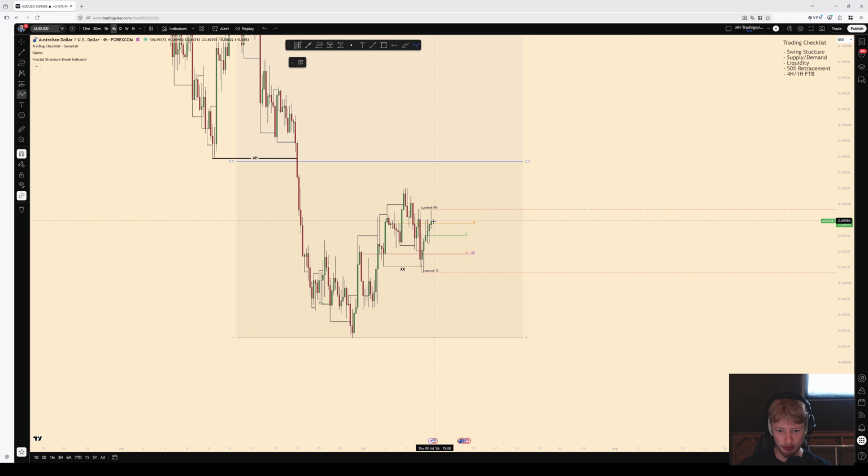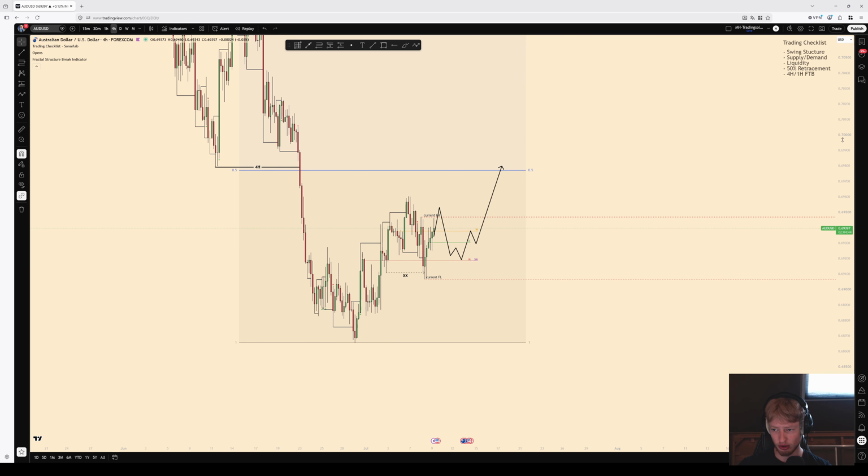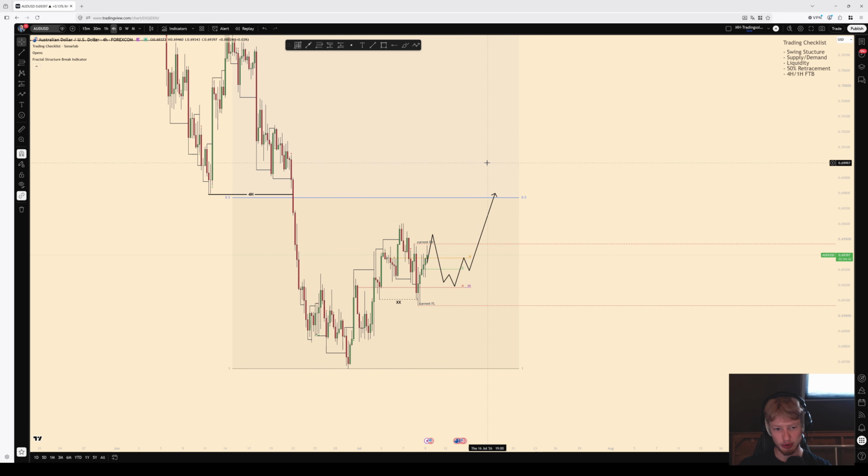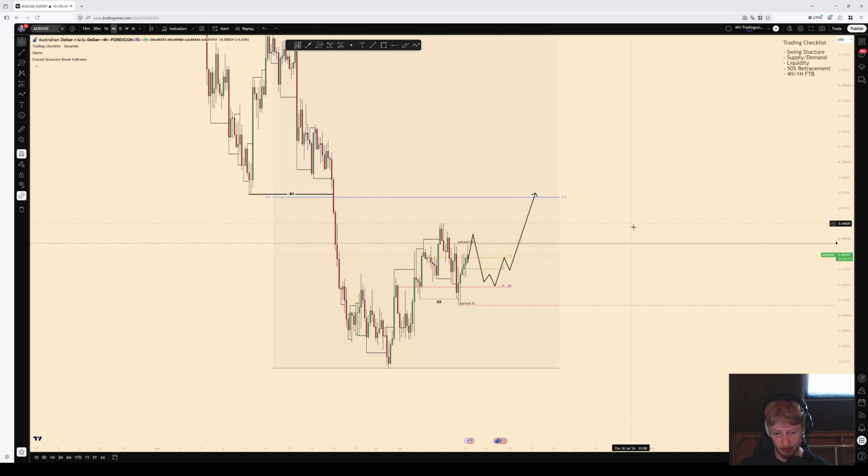But if we can get a reaction like this and then a pullback somewhere in here, I'm happy to look for some continuation longs towards the premium prices and some clear liquidity being open here. But it's going to be waiting as well, so I'm going to place an alert on there as well.